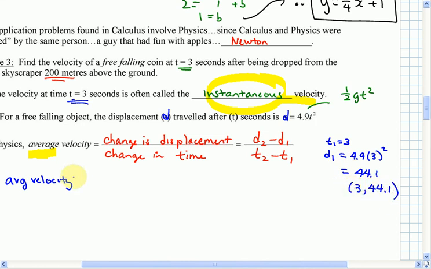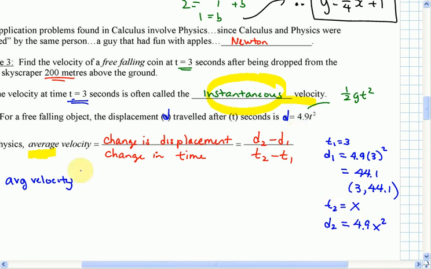And remember, the average velocity here is the change. So what do we do with all these other questions? We picked a different variable. So let's call the other time, let's say T2, equal to X. What's D2 going to be then, if I use X to represent that? That would be 4.9 X squared, right? Once again, plugging it into that formula.